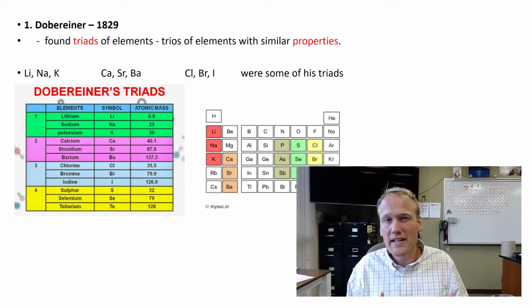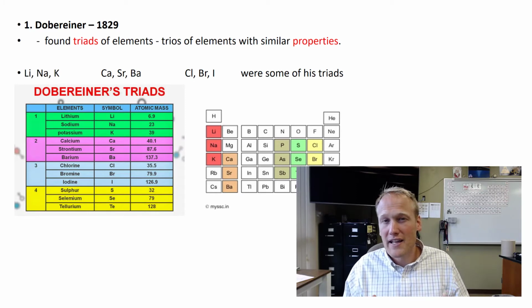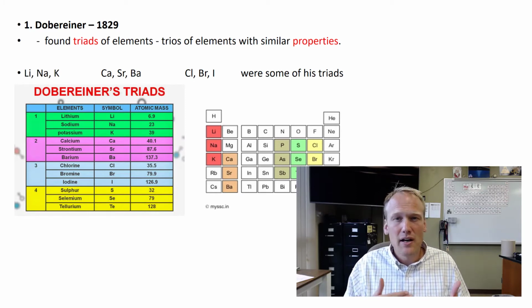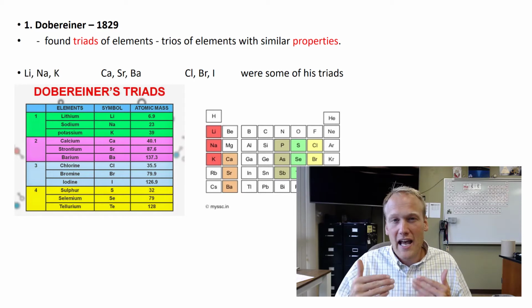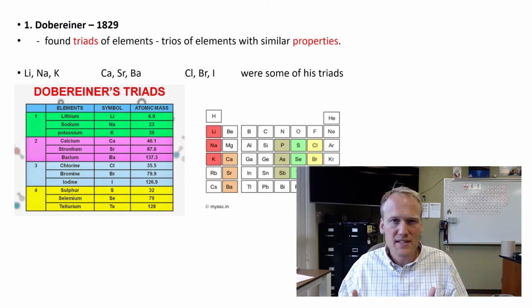In 1829, more and more elements were being discovered, and Dobereiner discovered that certain elements had similar properties to one another. They had the same properties, and they also seemed to be separated by the same differences in mass.